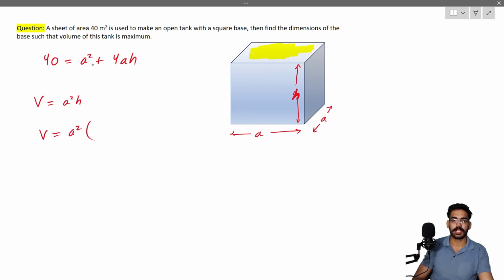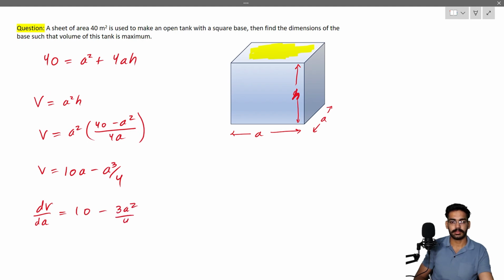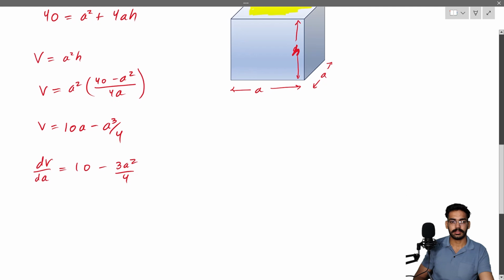So from here, if you calculate h, you will get 40 minus A square divided by 4A. This is what you're going to get. So volume you will have 10A minus A cube by 4. So if you differentiate dV by dA, for maxima and minima, you will get 10 minus 3A square by 4.